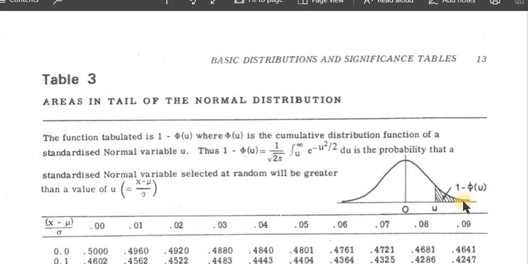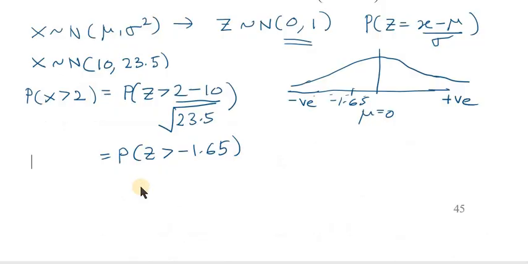So we want to find this probability. This is the value of Z, which is negative 1.65, and we have to decide which part we want to find the probability for, because the area will equal the probability that we want to find. In this case we want to find greater than negative 1.65. Greater than means the right hand side.